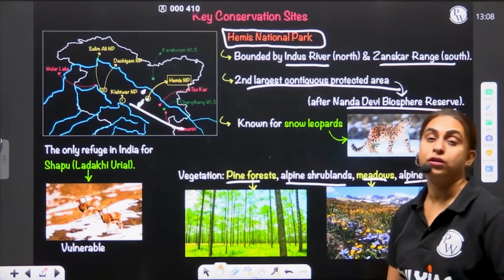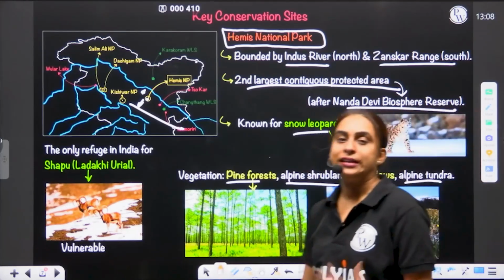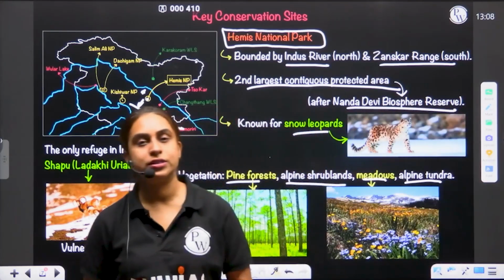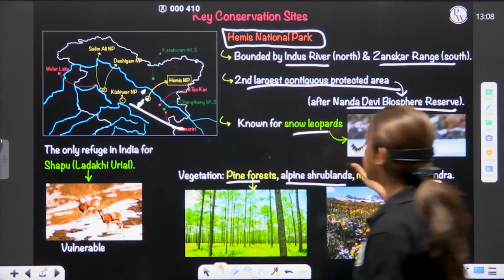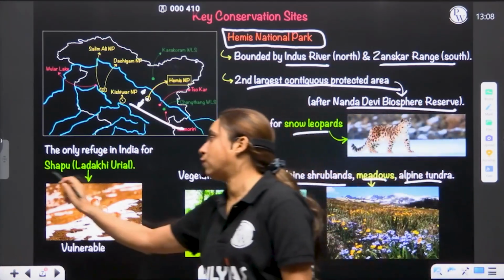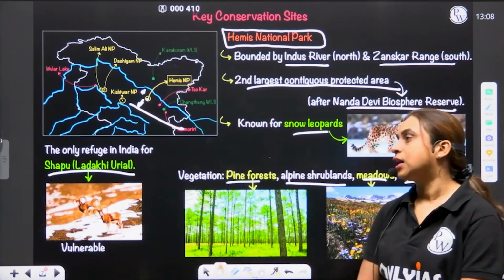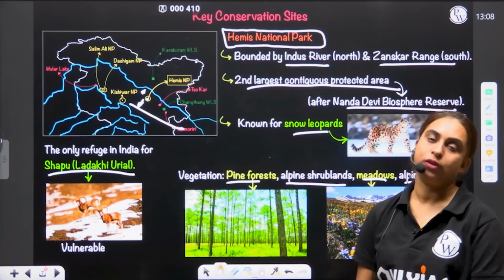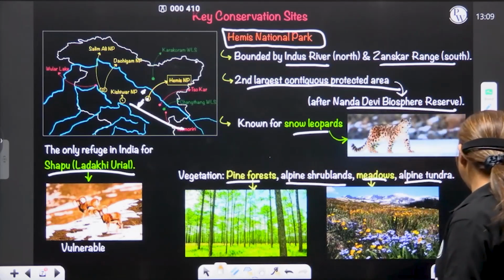This is very important. This national park is very important for snow leopards. You can see the leopards, they have adapted to the snowy conditions and they have changed their color. So this is called the snow leopard. It is also a refuge for urial, that is Ladakhi urial, called Shapu. So it's famous for Shapu, that is Ladakhi urial. That's your Hemis High Altitude National Park.